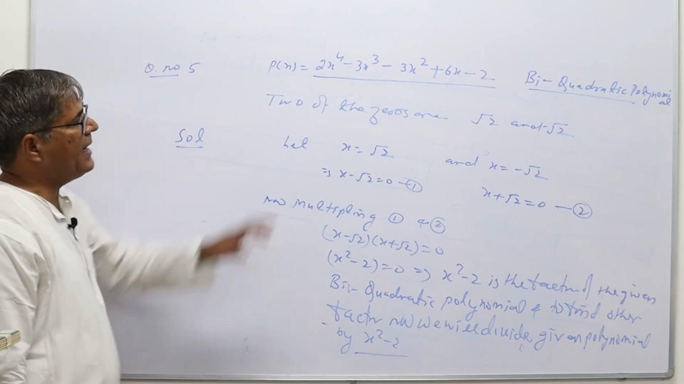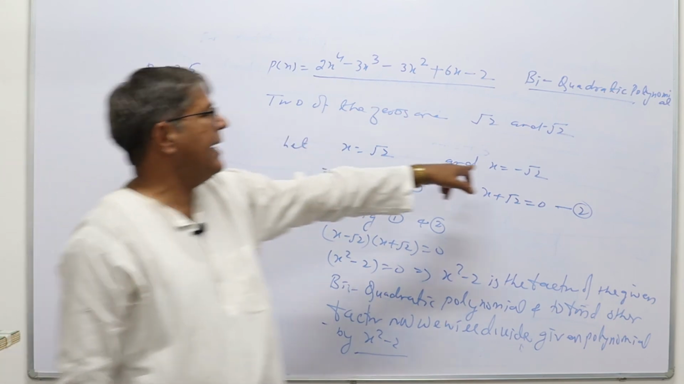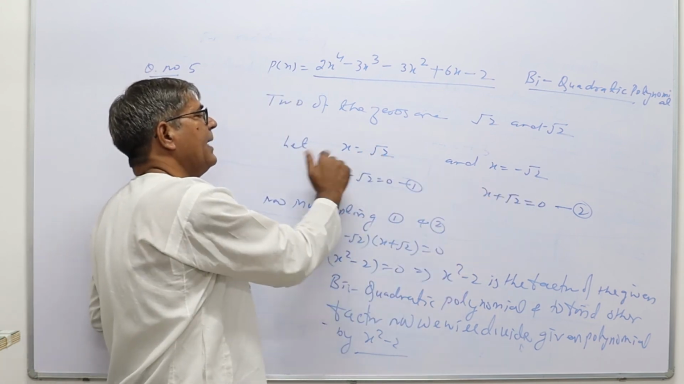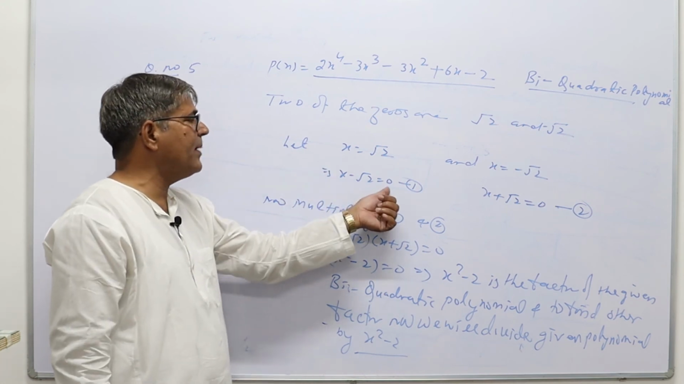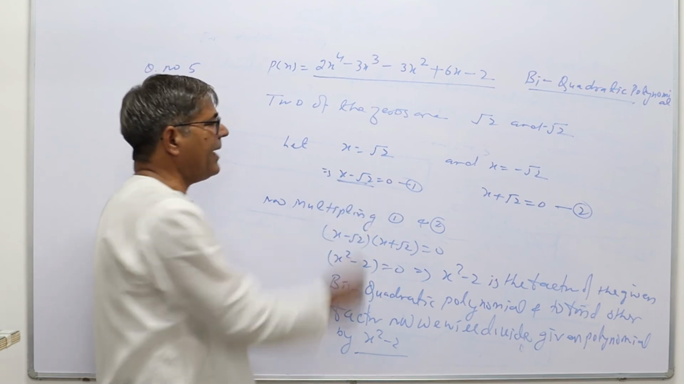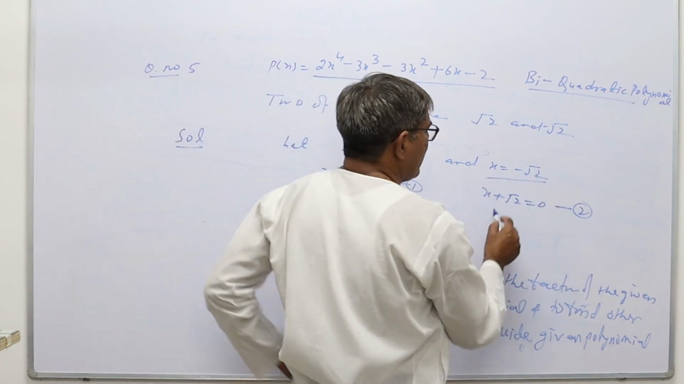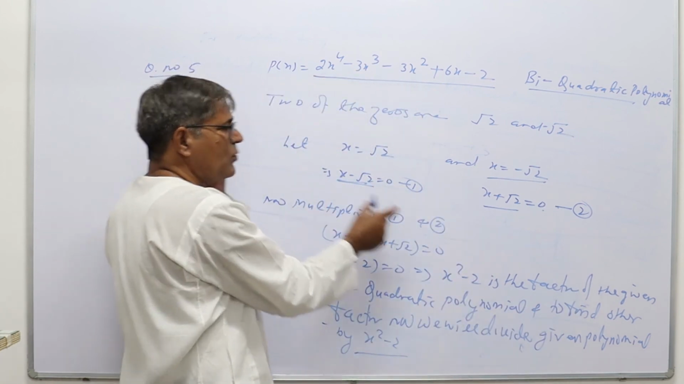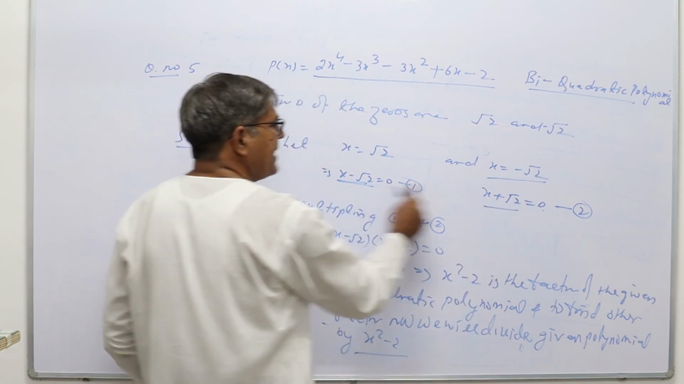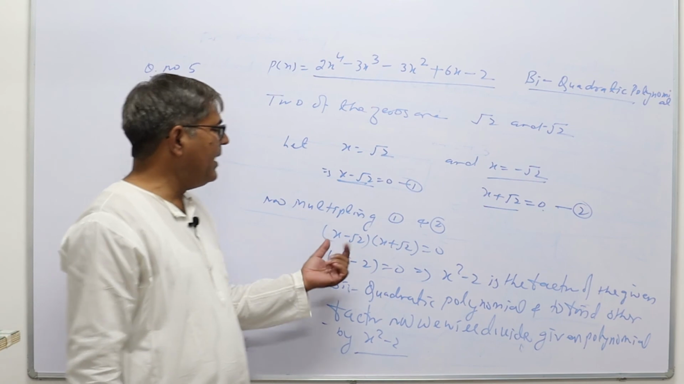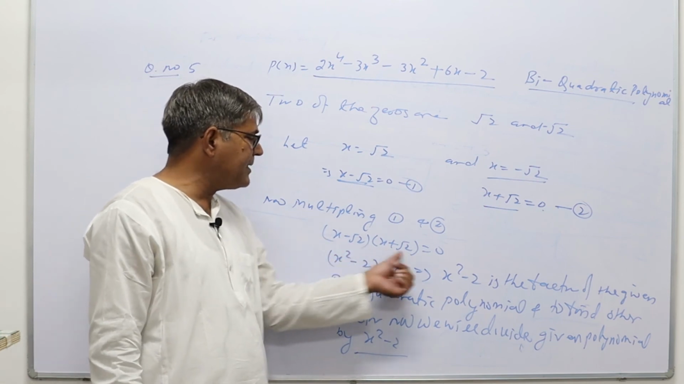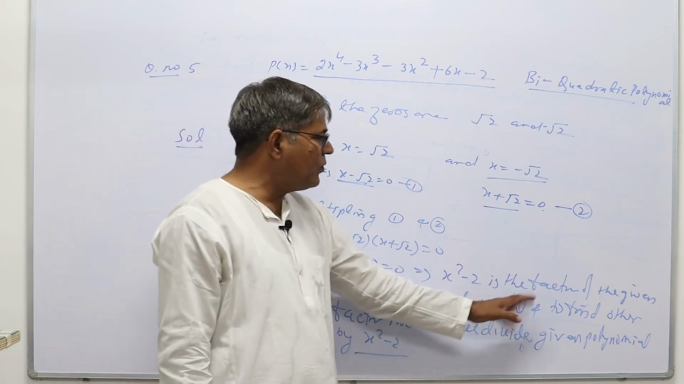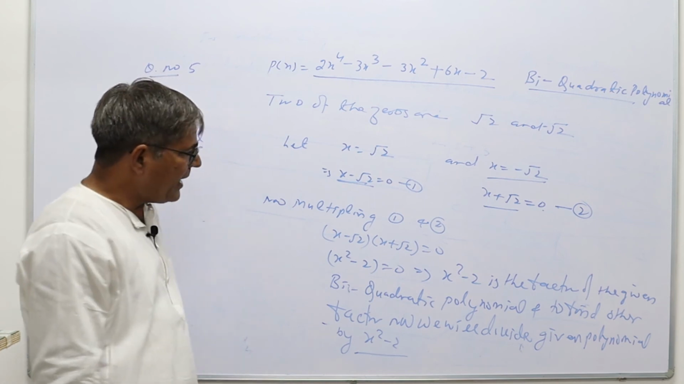First of all, we will write the given zeros: let x equals root 2 and x equals minus root 2. If x equals root 2, then taking root 2 to the left-hand side, x minus root 2 equals 0, so x minus root 2 will be one factor. Similarly, x equals minus root 2, so x plus root 2 equals 0 will be another factor. Now if we multiply x minus root 2 by x plus root 2, the right-hand side is 0 into 0, which is 0. The left-hand side, using the formula (a minus b) into (a plus b) equals a square minus b square, gives x square minus 2 equals 0. So x square minus 2 is a factor of the given biquadratic polynomial.